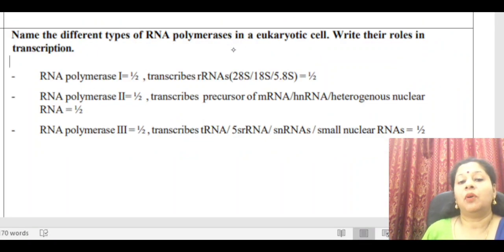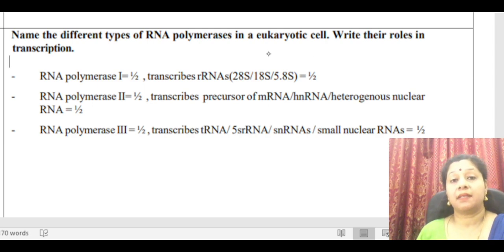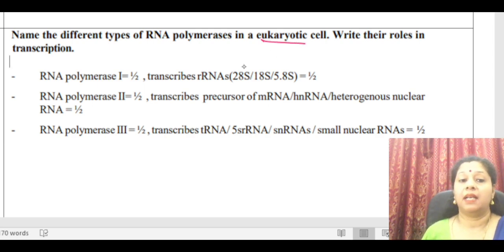For RNA polymerase, only one type is required in prokaryotes, whereas 3 types of RNA polymerases are required in the eukaryotic cell. They are 1, 2 and 3. You can remember them in the order RMT.